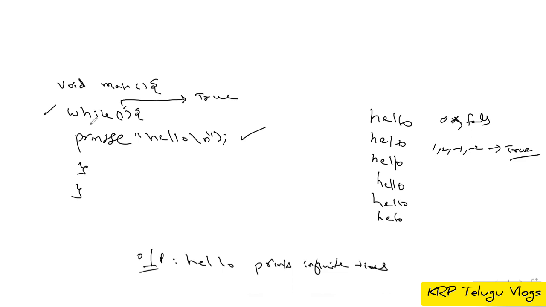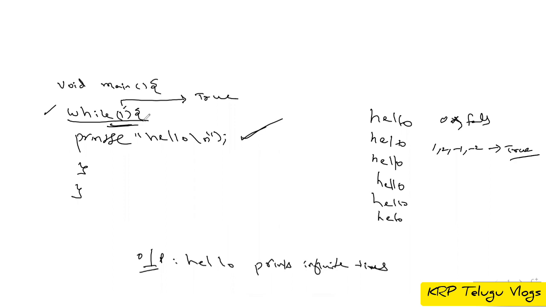So if I want to print hello only once and I will not change this statement, while 1, what do I have to do? Break. Excellent. Break is used to break the loop, placed after printf.